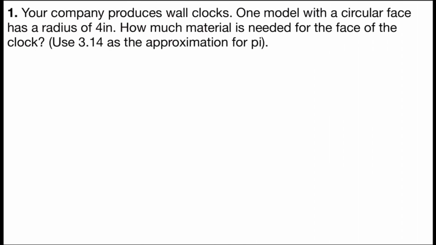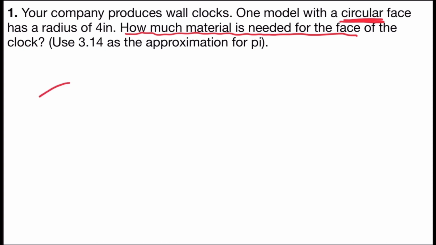Problem number 1 says your company produces wall clocks. One model with a circular face has a radius of 4 inches. How much material is needed for the face of the clock? And it says to use 3.14 as an approximation for pi. So the question asks how much material is used in the face. This is a question of area, and specifically an area of a circle.